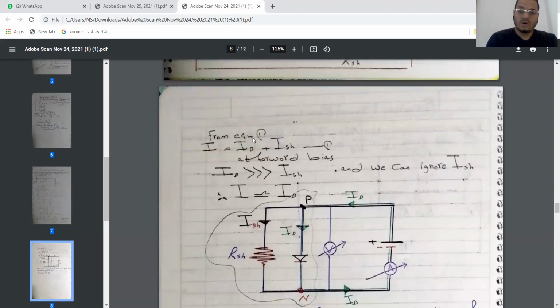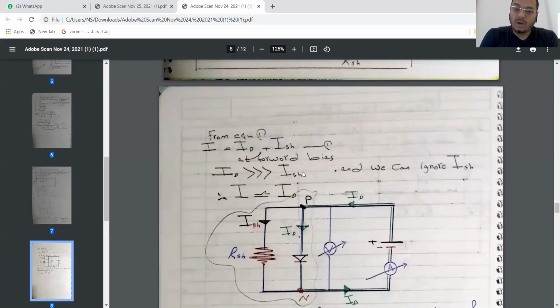From equation 1, I equals ID plus ISH, the parallel resistance current plus the diode current. At forward bias, what will happen? ID will be bigger than the parallel resistance current, and we can ignore the parallel current because it is a very small amount. That means I is approximately equal to the diode current.